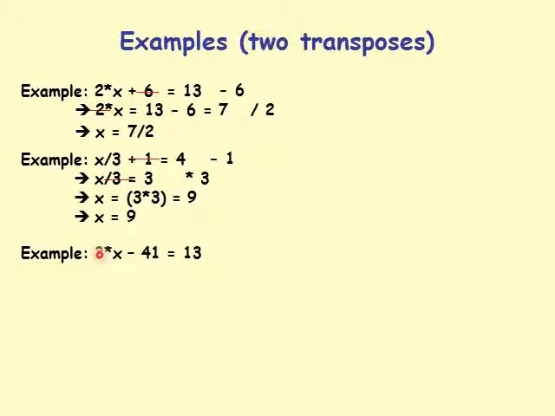And let's do 3 times x minus 41 equals 13. First we transpose negative 41 to the right, and it becomes positive 41. 13 plus 41 is 54. That means 3x is 54. Now 3 multiplied by x, we transpose that to the right, and it becomes divided by 3. So we divide by 3, and 54 divided by 3 is 18. That means x is 18.